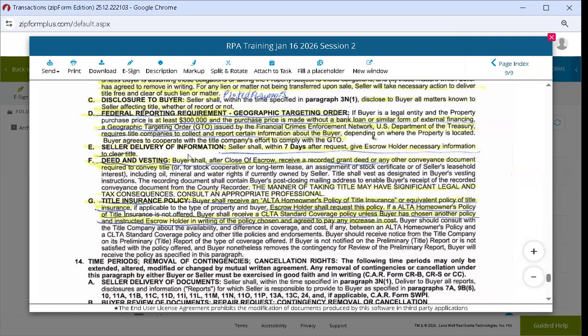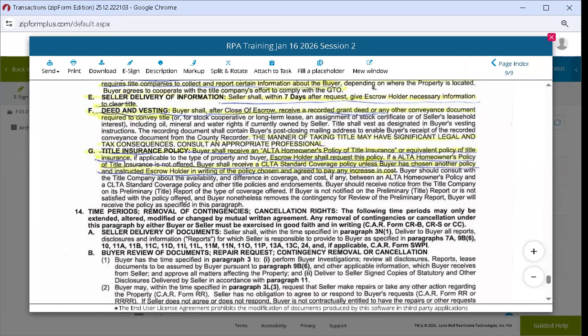Yeah. Seller delivery of information. You have 7 days after request to give the escrow holder necessary information to clear the title. After close of escrow, the recorded grant deed will be mailed to the buyer. And title insurance, this is our last paragraph because I know this is long, so I'm cutting off after this, and then we'll wrap up on the third training.